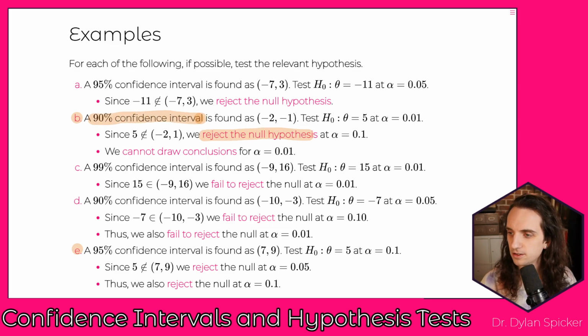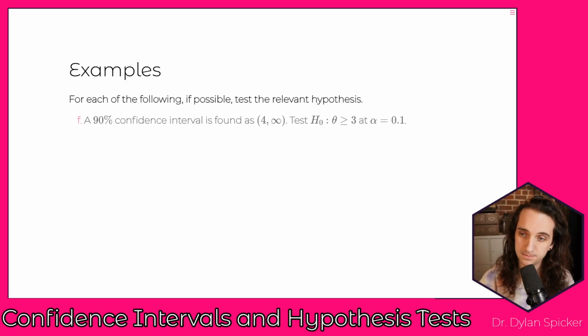We're rejecting the null here, but we want to test at a more significant level of significance, and so we can't say anything. In E, we also reject the null, but if we want to test at a lower level of significance, or a less significant level of significance, then that's totally fine for us to do. So you can always move alpha in one of the directions, depending on whether you have failed to reject or whether you have rejected. Let's take a look at a few other examples here.